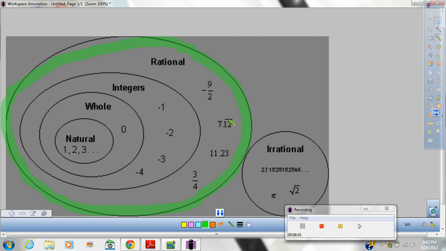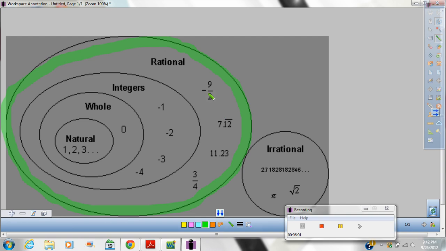And the funny thing about this hat on the decimal is that means that we have 7.12121212121212, and it goes on forever and never stops. This hat means that whatever's underneath of it repeats. So make the distinction here. We have 11.23 and it stops. Here we have a decimal that repeats forever. Rational numbers are fractions and decimals.